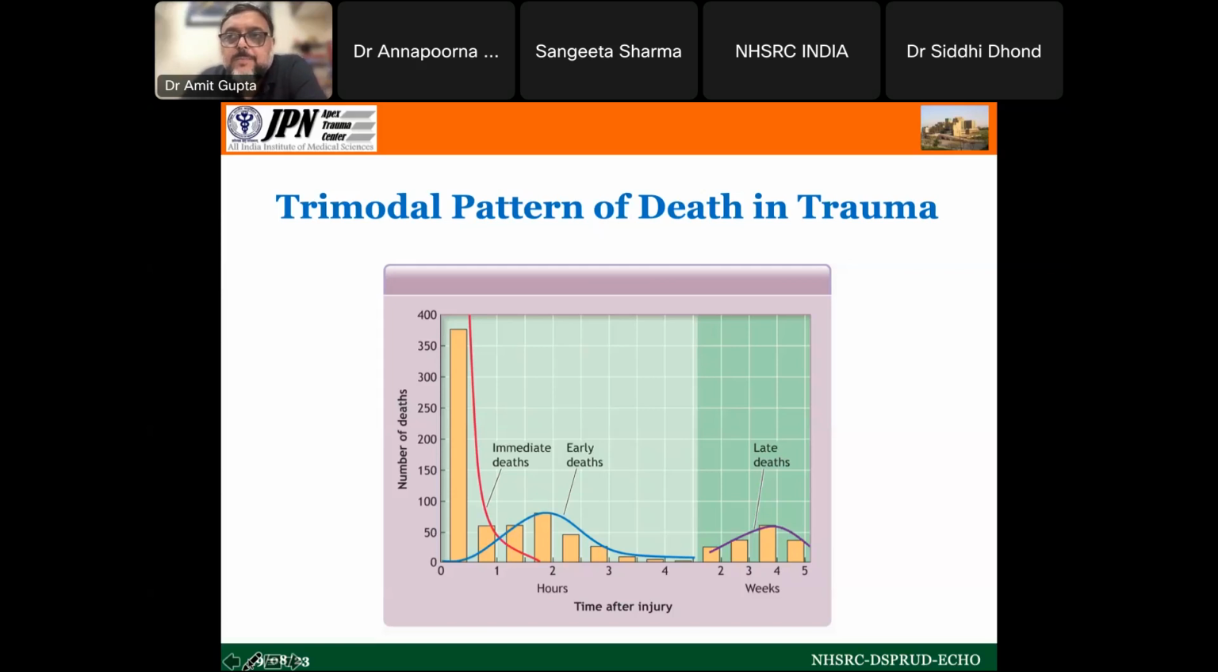Only then can the first peak come down. Mainly our issue is early death, where the treatment helps, and quick treatment definitely helps. So this is the time that the patient reaches the hospital, and that is why please treat the first hour of care within your hospital as the golden hour.